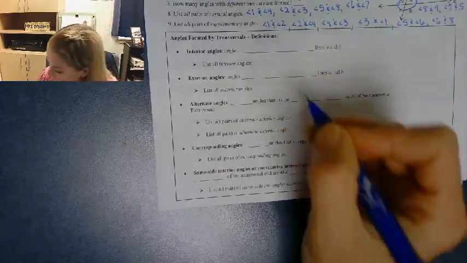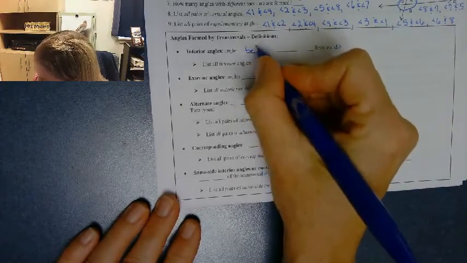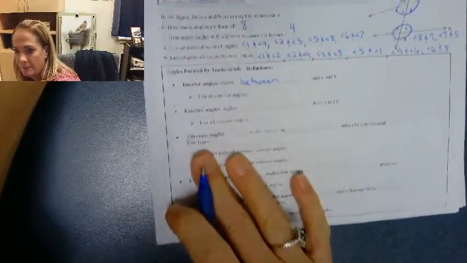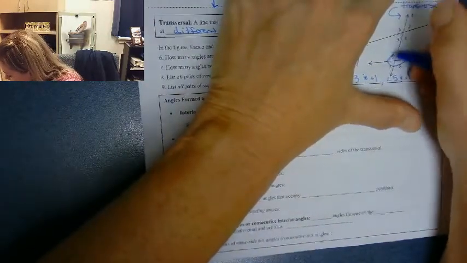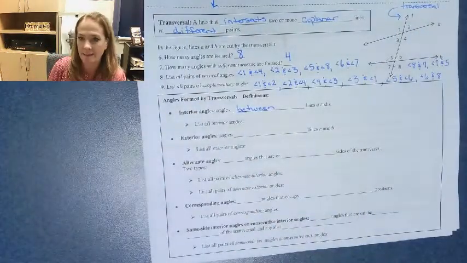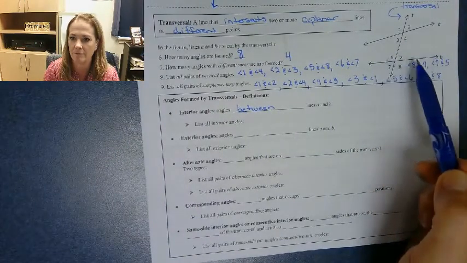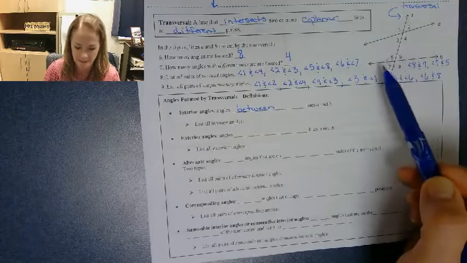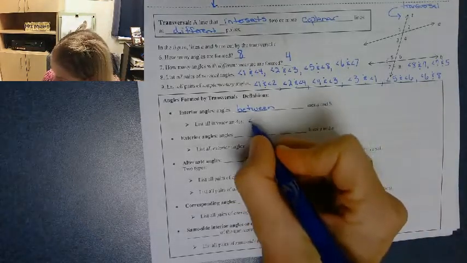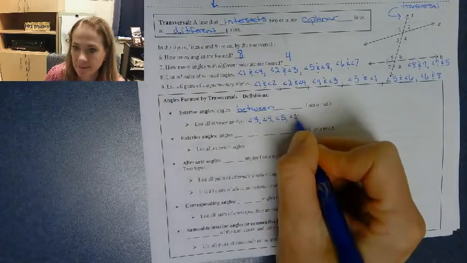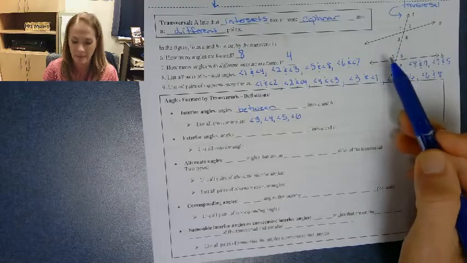So interior angles are between lines A and B. So let me get that diagram up here. And I'm going to erase my circle where I was doing the supplementary piece. Okay, so between the lines would be interior. So interior would be between A and B. So 3, 4, 5, and 6 are going to be your interior angles. Angle 3, angle 4, angle 5, and angle 6 between lines A and B.